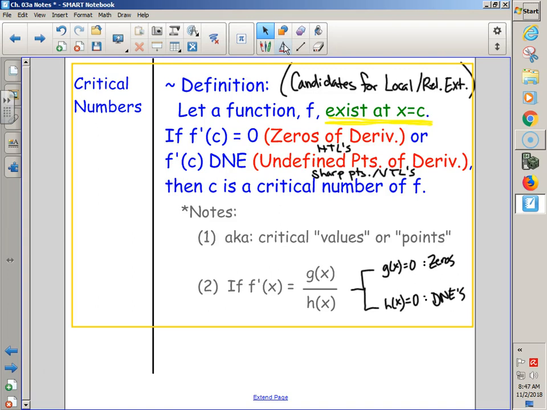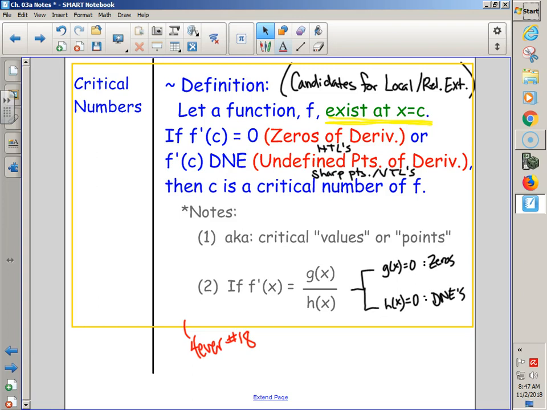Find the domain and find the derivative. See if you can write it as a fraction, find the zeros and the DNEs. Done. Critical numbers. Why am I making a big deal about this? The forever card. Forever number 18. First of all, it's a forever card. Second of all, it's vocab that we're going to be using for the rest of the year talking about critical numbers.